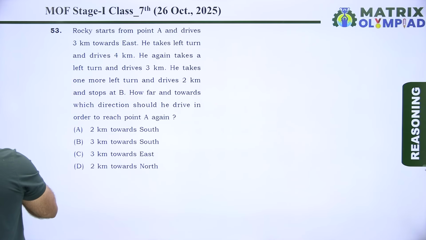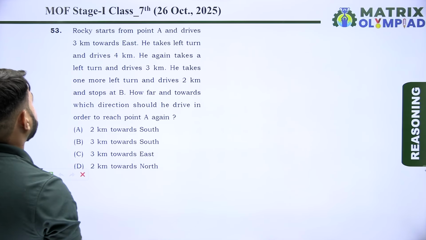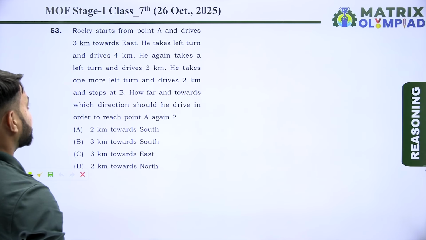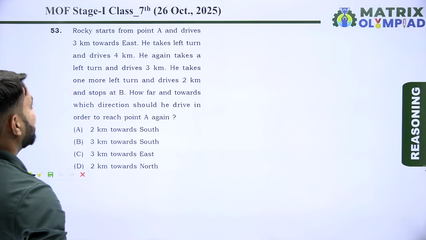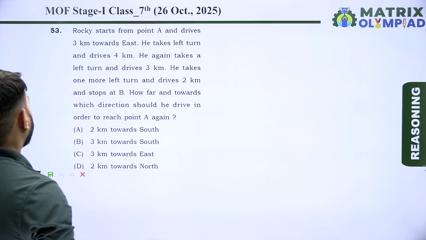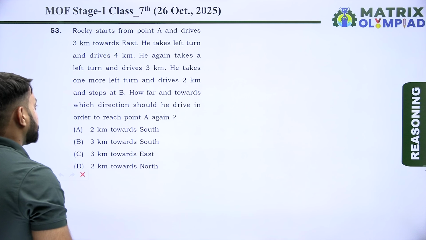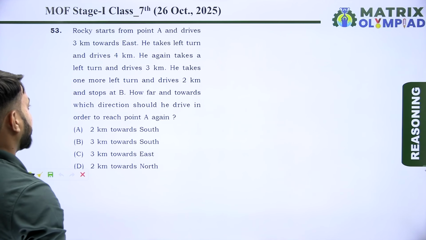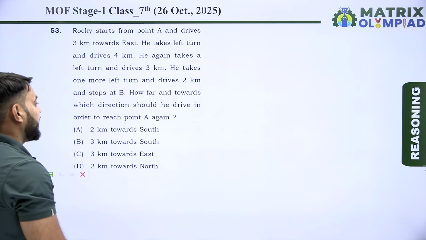So now the next question is question number 53. Rocky starts from point A and drives 3 km towards east. He takes a left turn and drives 4 km. He again takes a left turn and drives 3 km. He takes one more left turn and drives 2 km and stops at point B. How far and towards which direction should he drive in order to reach point A again?